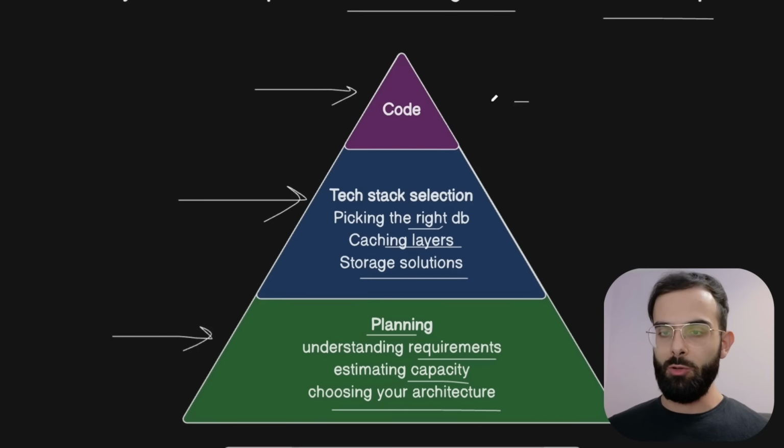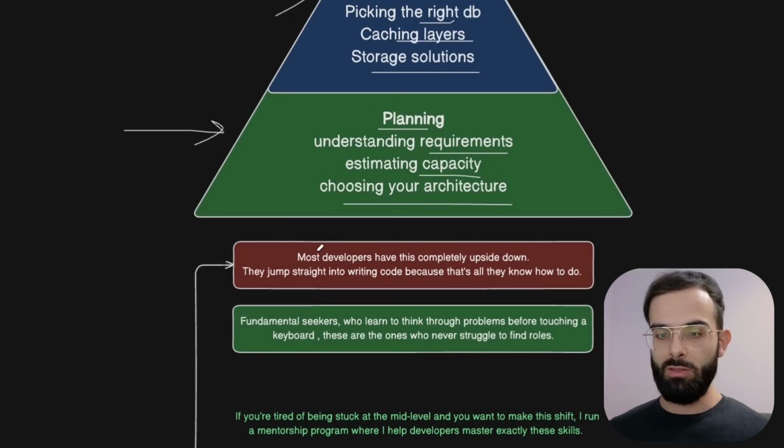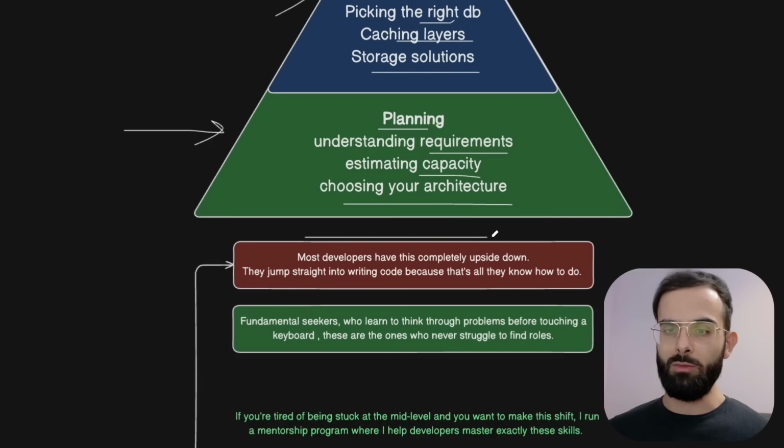And especially if coding is the only thing that you can do, then we now have these Claude or GPT models which can do it faster, better, and cheaper. So what's the point of any company paying you if the only thing that you can do is coding? That is where most mid-level developers are stuck, because they have this completely upside down. They start developing things without even having any plan, without having any tech stack selection. They just start coding and see where it takes them.